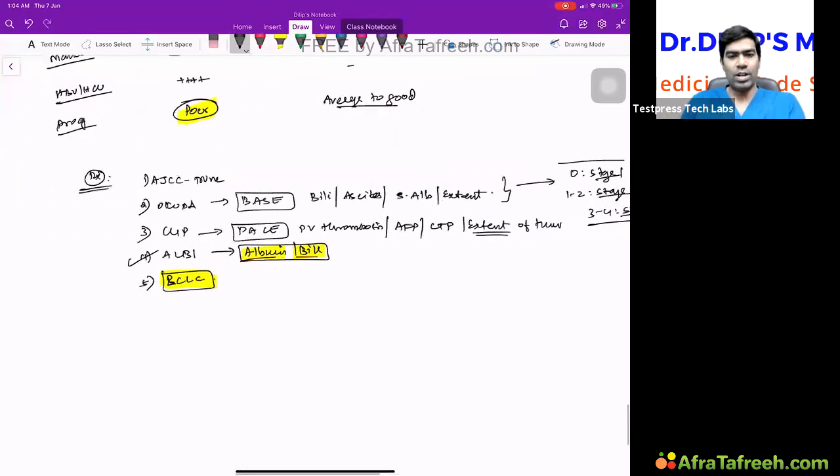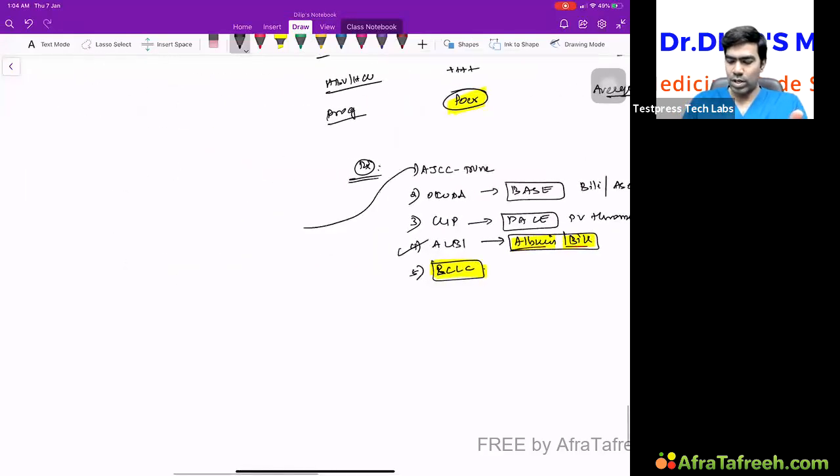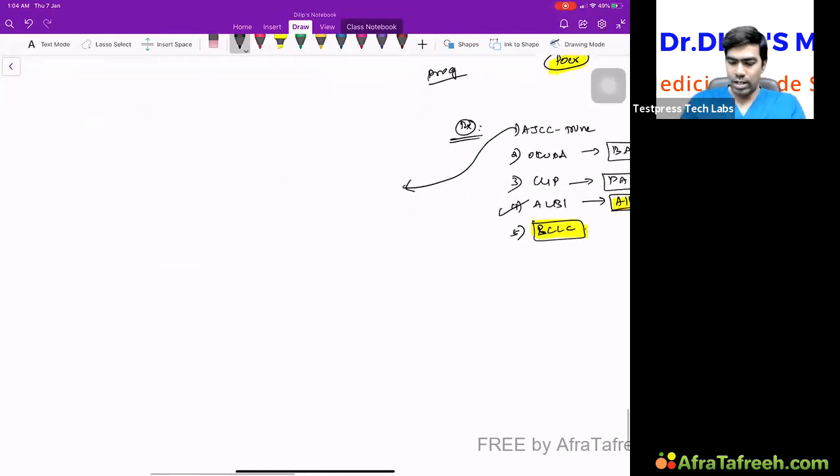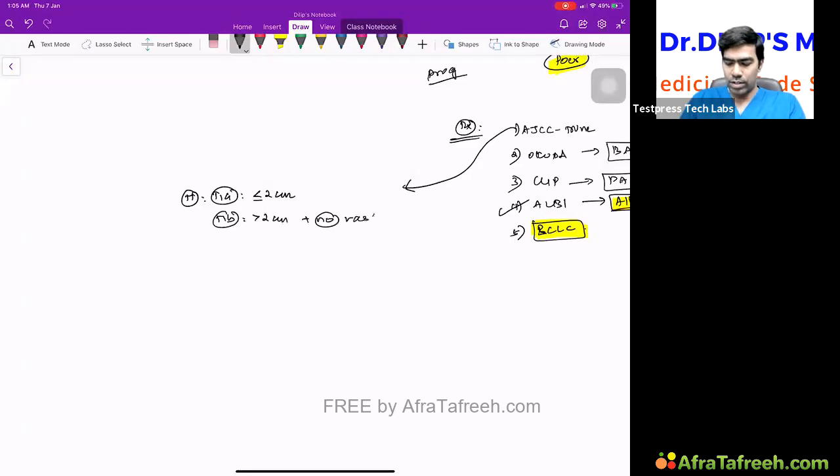Apart from that, we have something called AJCC TNM staging, which has to be described separately. So what is AJCC TNM staging? In that we have T1, T2, T3, and T4. In T1, we have something called T1A and T1B. What do you mean by T1A? T1A means size less than 2 centimeters, and it may or may not have vascular invasion, doesn't matter. T1B means more than 2 centimeters, but without vascular invasion.